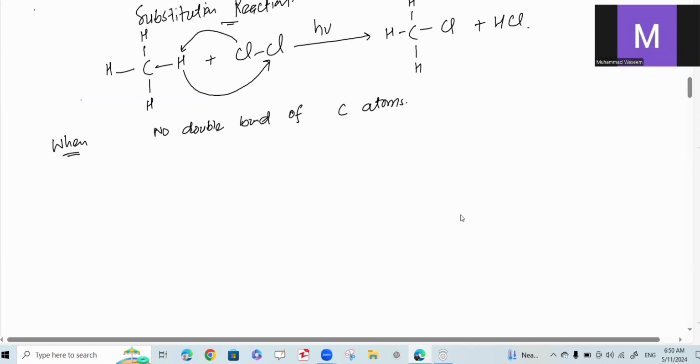Now, based on the types of single bonds, this single bond can be a non-polar single bond, and it can be a polar single bond.